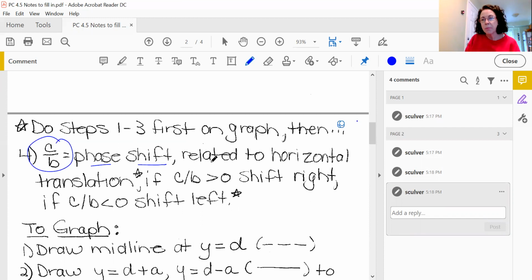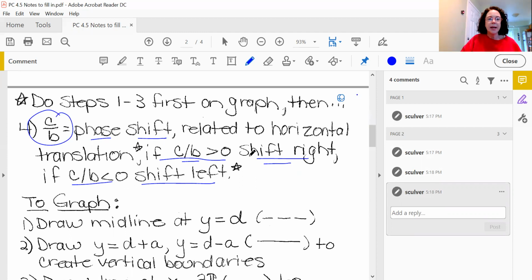A vertical stretch or compression is called amplitude. They have their own words. Now if the phase shift is greater than 0, meaning it's positive, you will see an actual shift to the right because of the minus sign in the equation. Showing the opposite, if your phase shift is less than 0, meaning it's negative, you actually will shift to the left because of the minus sign in the equation. We are still doing the opposite, like we do with horizontal.